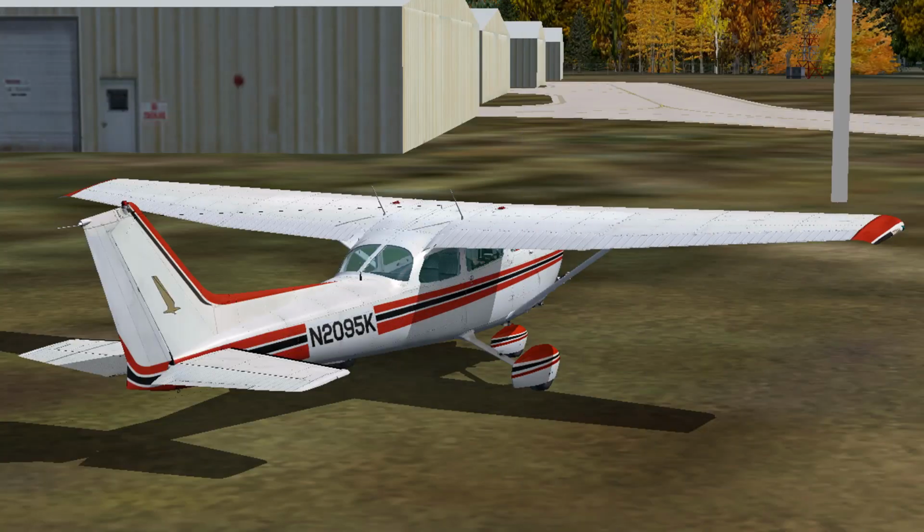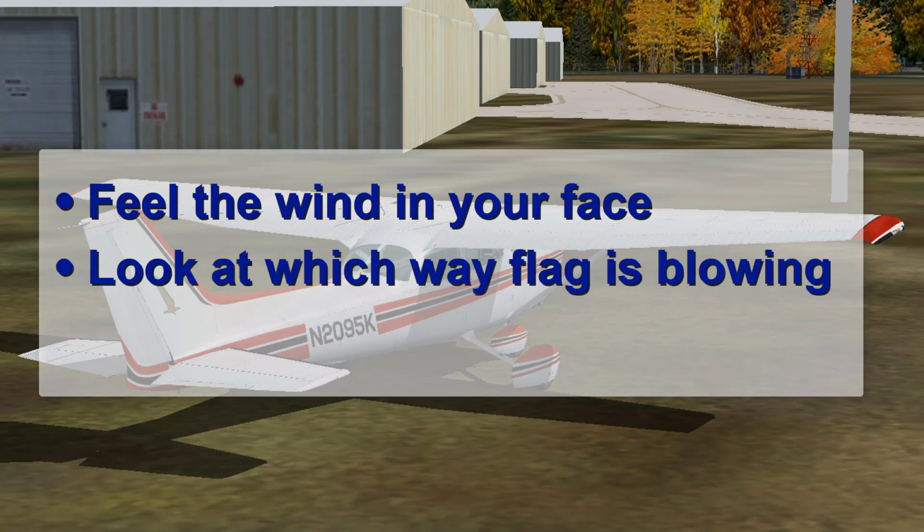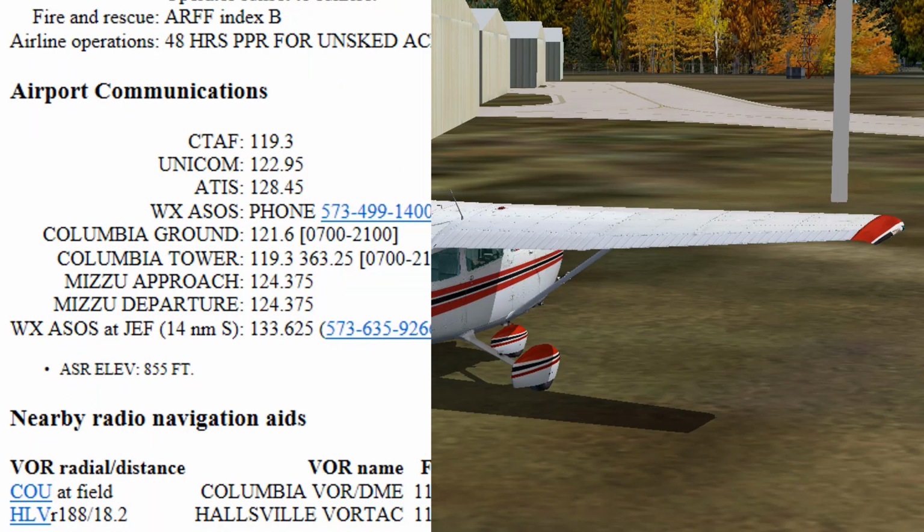If ASOS or AWOS doesn't exist for the airport, you can try a couple of other things. You can feel the wind by standing outside and feeling it blow in your face, or look for a flag to see which way it is blowing. Or you can look at trees or visible smoke from, say, a smokestack.